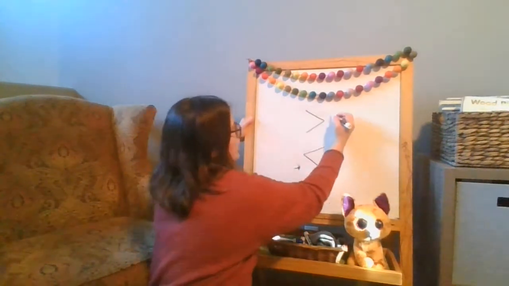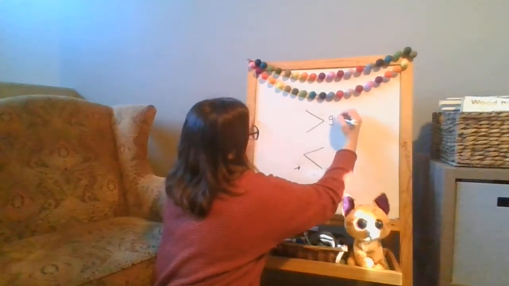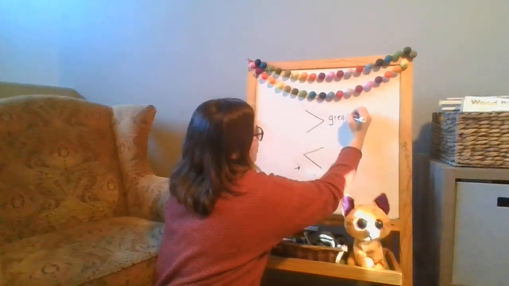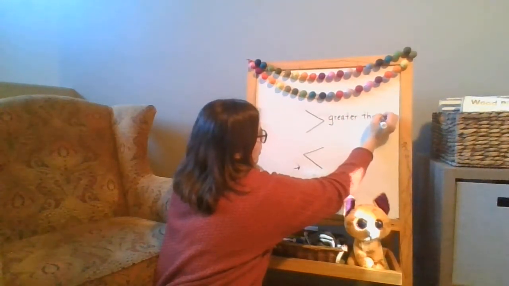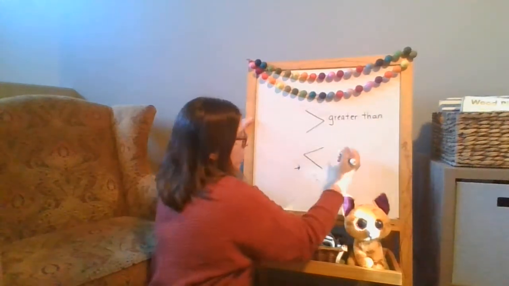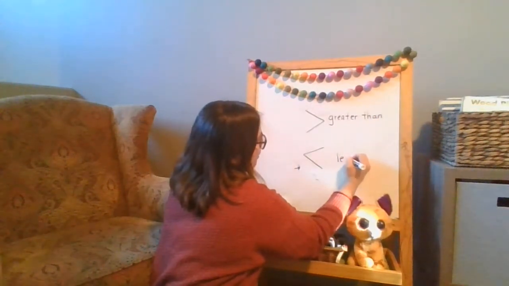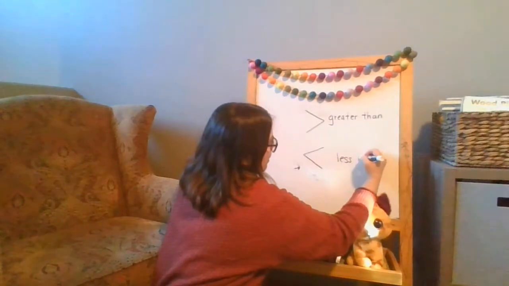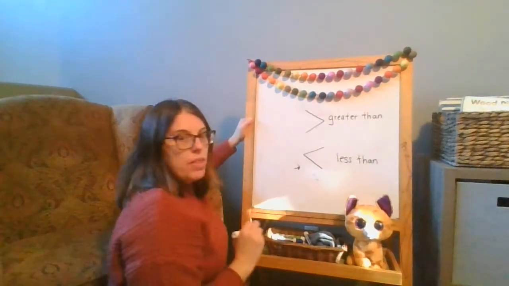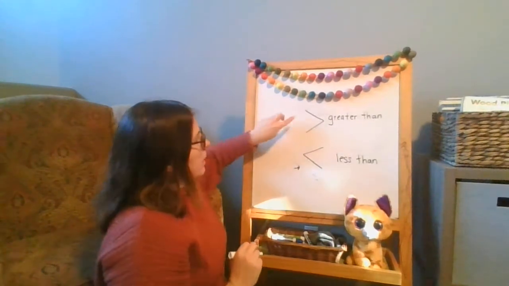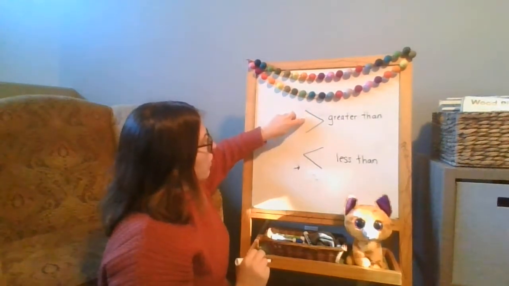Okay, so remember this is greater than. I'll write that, greater than. And that means bigger than, okay? And this is less than. And that means smaller than, okay? So then when you have two numbers, in between them you can put either the greater than or the less than sign.